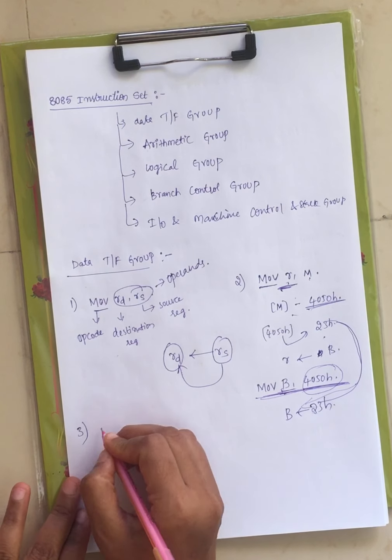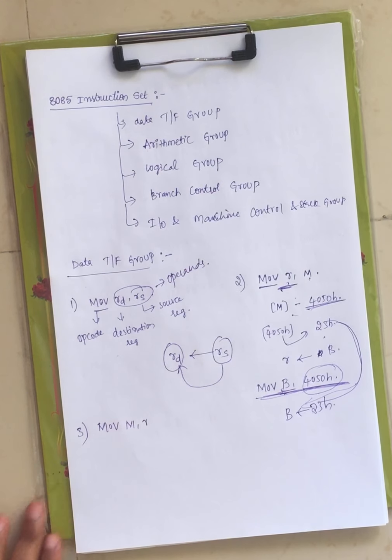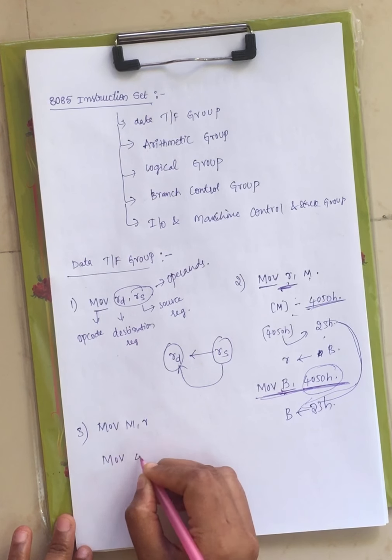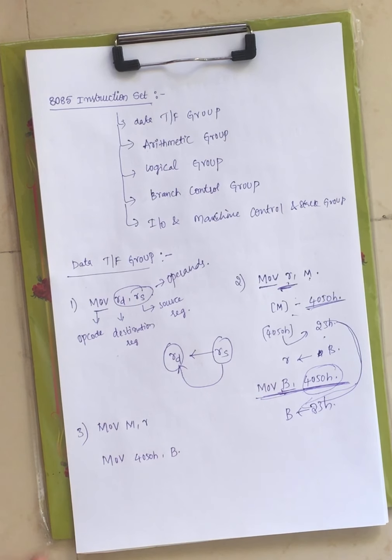What is the third instruction? MOV M comma R. Now we have just the reverse. I can give an example: MOV 4050H comma B. This is the memory location, and B is nothing but register.